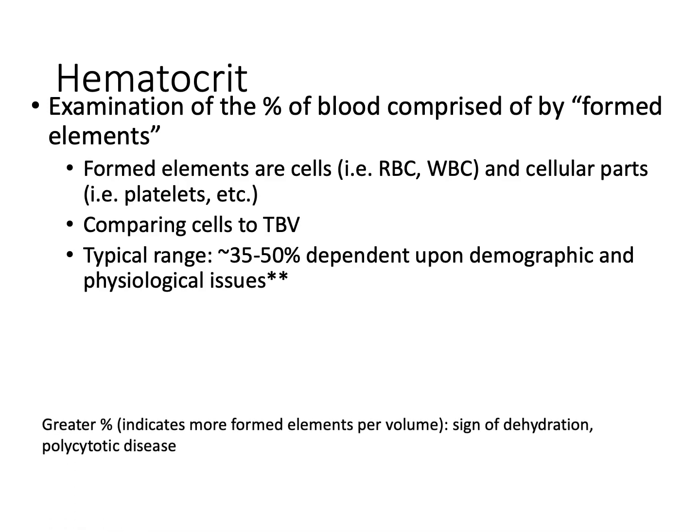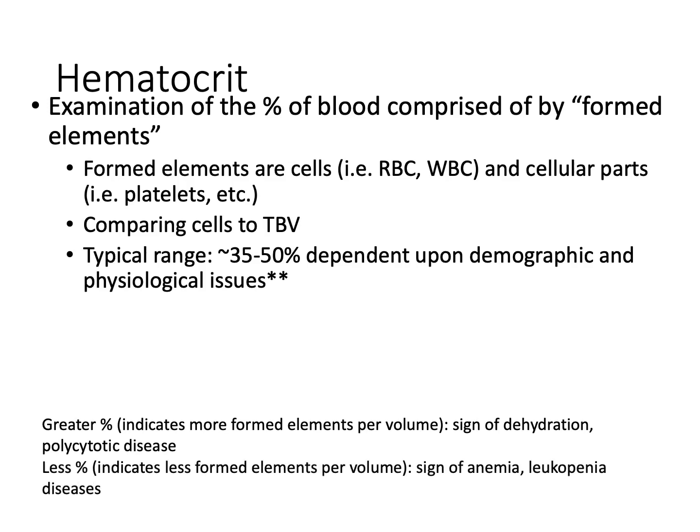The greater the percentage of cells that we see is an indication of two things. The two things are a sign of dehydration or what's referred to as a polycytotic disease. That is, we have too many erythrocytes in circulation or too many leukocytes in circulation. If we happen to have a lessened percent, it's an indication of anemia or a leukopenic disease.